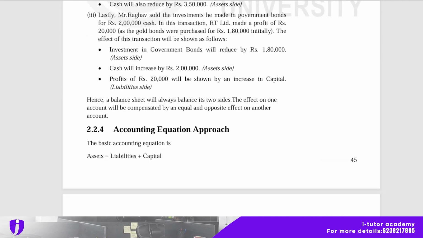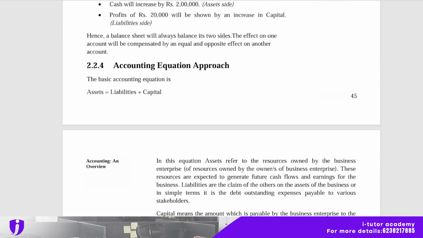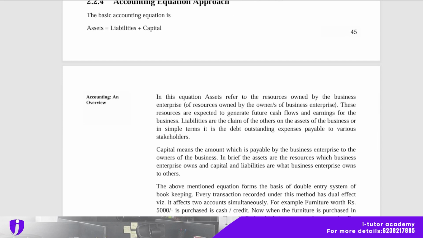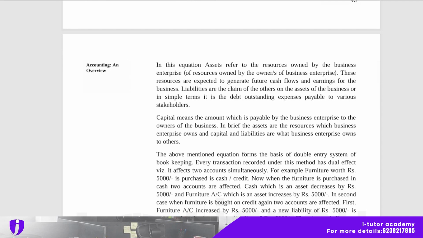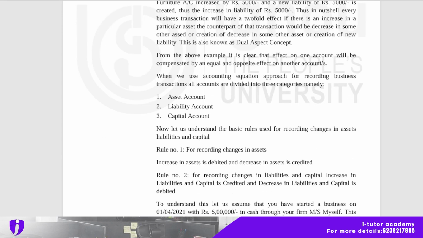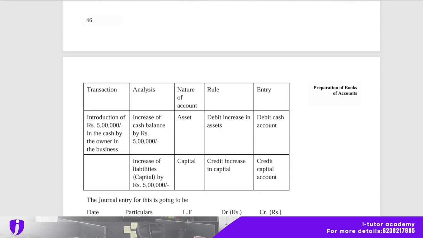Next is the accounting equation approach. The basic accounting equation is asset equals liability plus capital. In this equation, asset refers to the resources owned by the business enterprise. These resources are expected to generate future cash flow and earnings for the business. When we use the accounting equation approach for recording business transactions, all accounts are divided into three categories, namely asset account, liability account, and capital account.